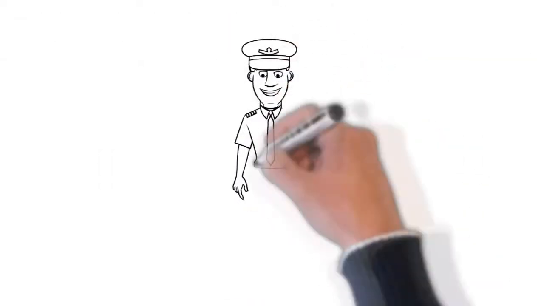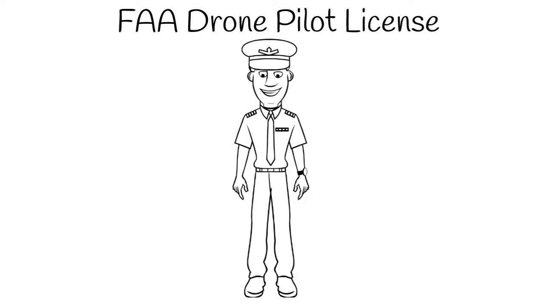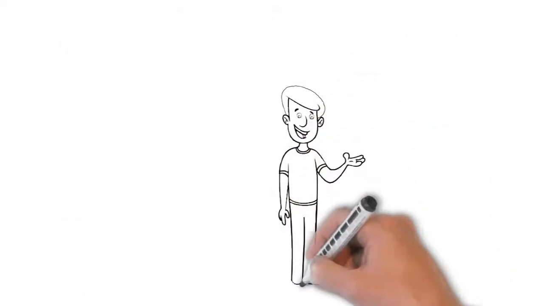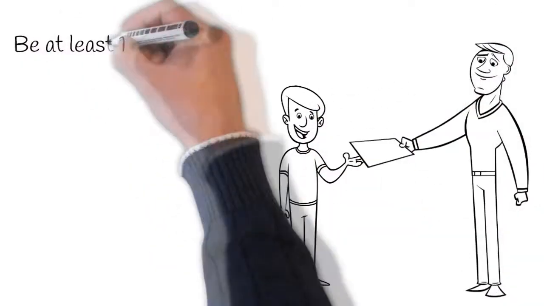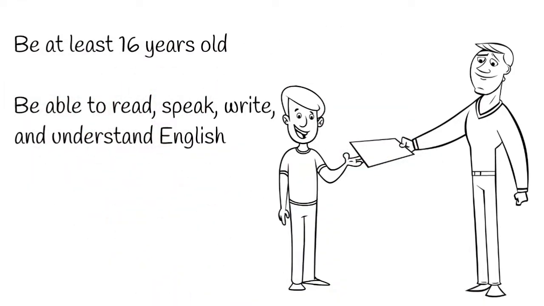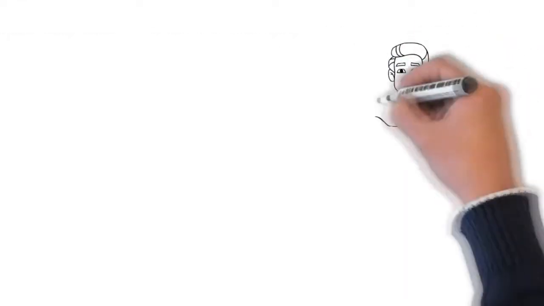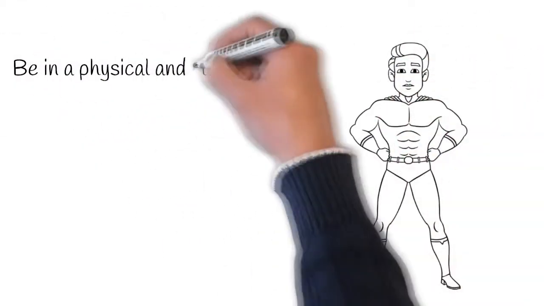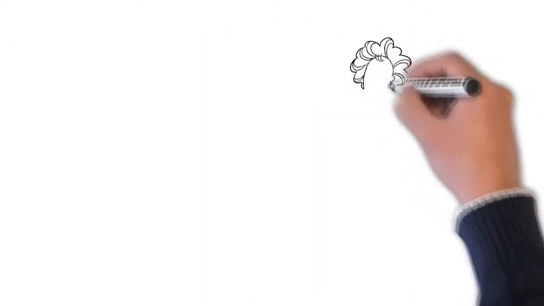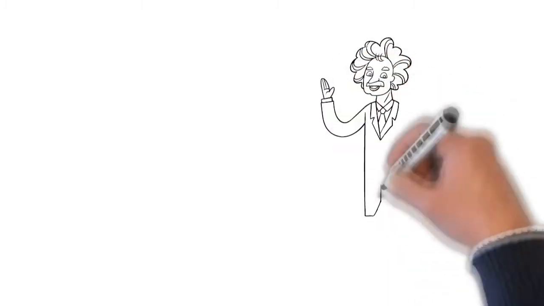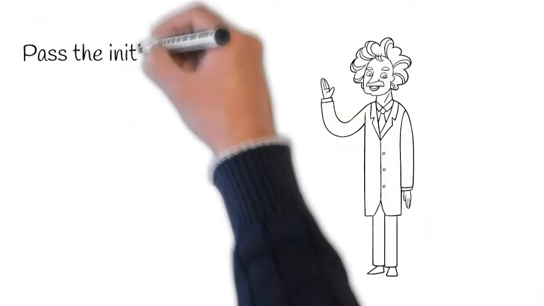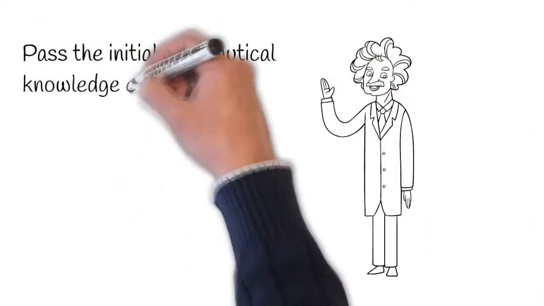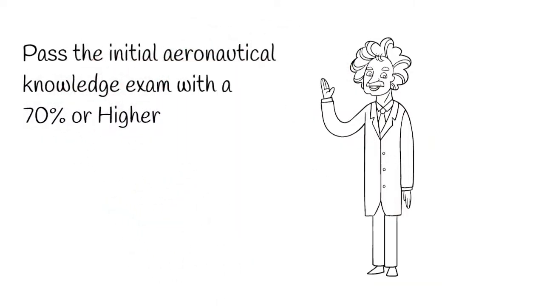Helping you to receive your pilot license is the ultimate goal of this training. To get your drone license, you must be at least 16 years old, be able to read, write, and speak English, be free of any physical and mental condition that would interfere with the safe operation of a UAS, and pass the Unmanned Aircraft General Aeronautical Knowledge Test with a score of 70% or higher. You'll have to retake the exam every 24 months for recurrent.